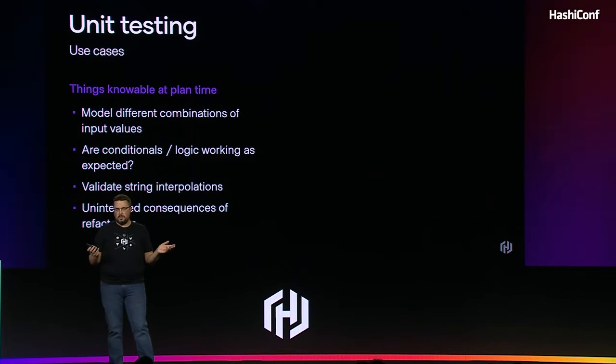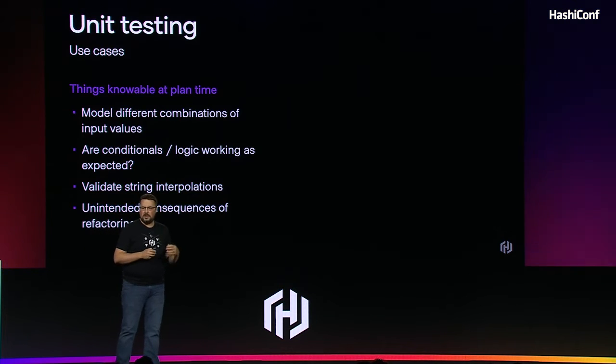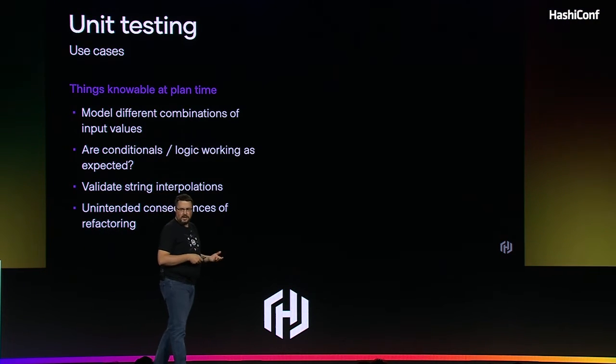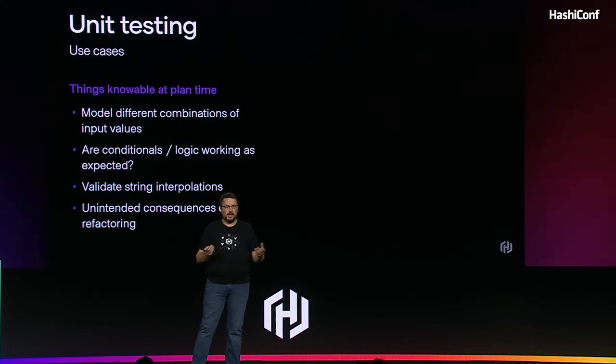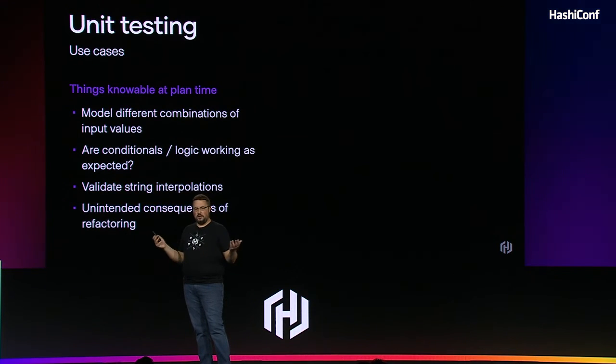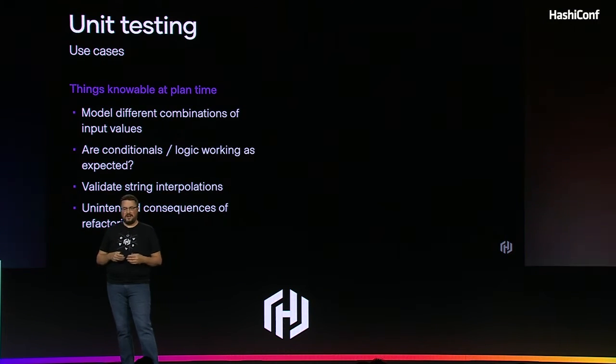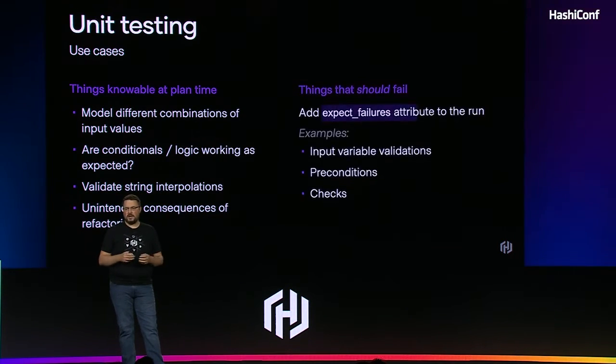So we talk about unit testing. These are the things we can know at plan time. These are things like modeling different combinations of input values, checking our conditionals, checking our logic, making sure we're getting the right outcomes we expect. And these we can run as a plan. Validating string interpolations, finding consequences if we're doing some refactoring.